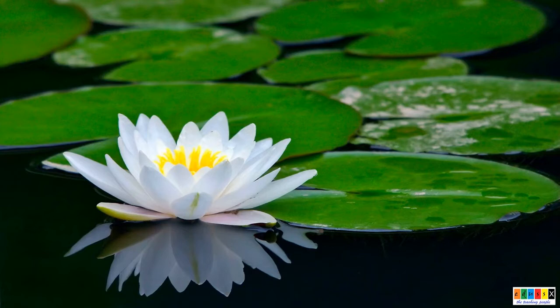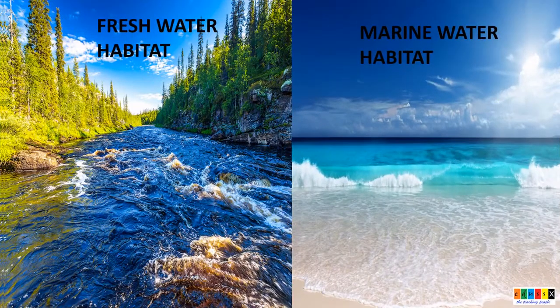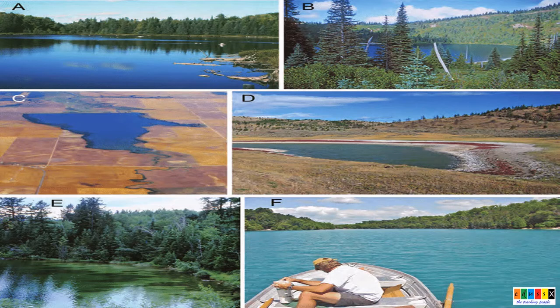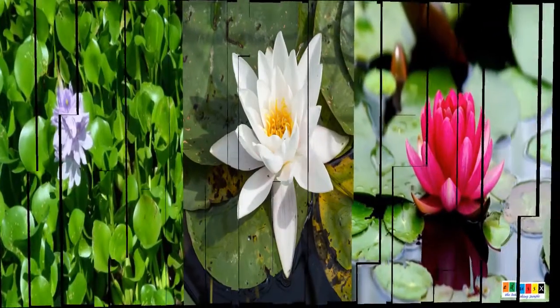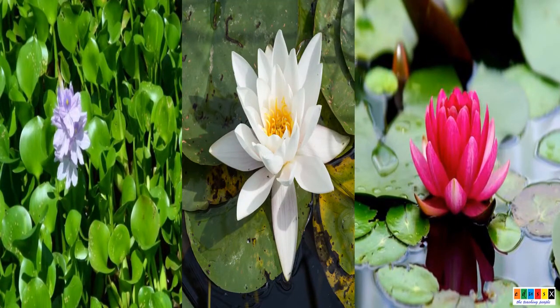So aquatic habitat includes areas that are permanently covered by water and the surrounding areas that are occasionally covered with water. When we look into the types of aquatic habitat, we have two: freshwater habitat and marine water habitat. First is the freshwater habitat. Rivers, lakes, ponds and pools are some of the freshwater habitats. Water hyacinth, water lily and lotus are seen in freshwater habitat.